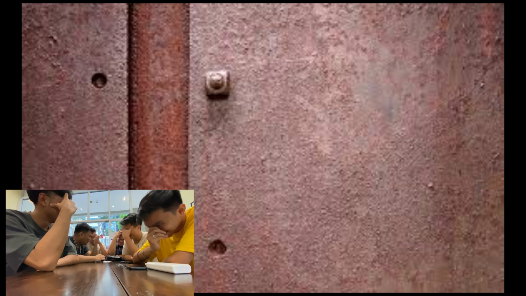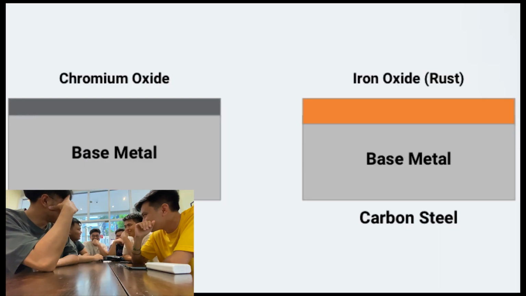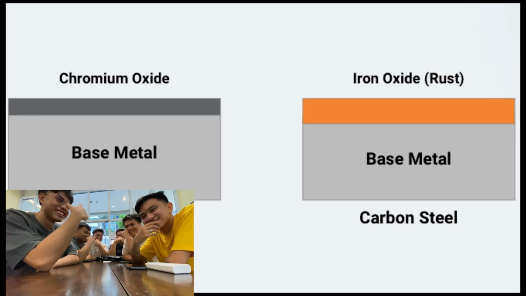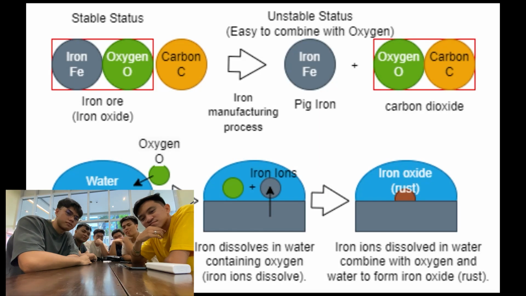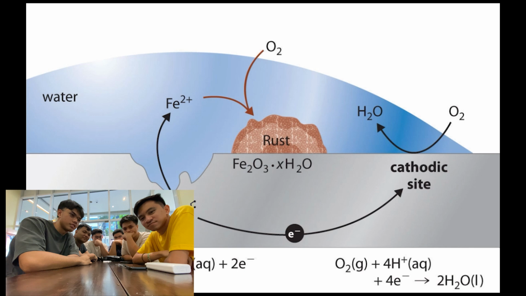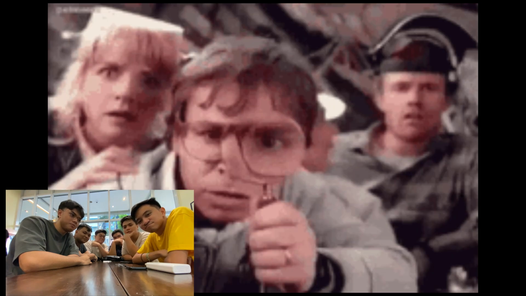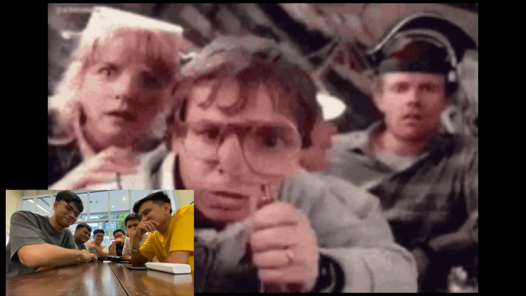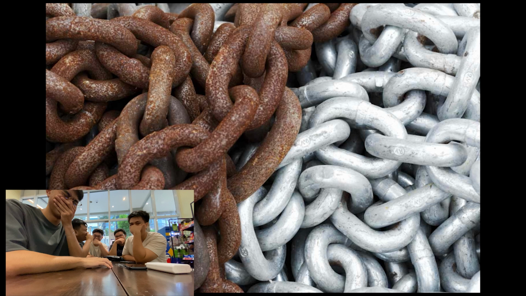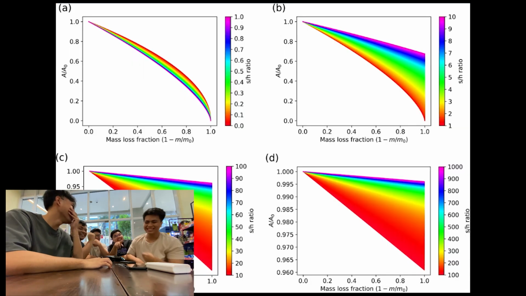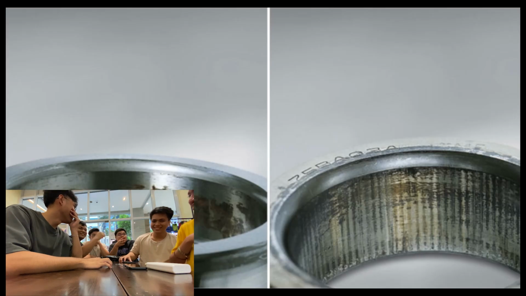4. Oxidation. Oxidation is the reaction of a metal with oxygen to form an oxide layer. Causes. All metals, except noble metals, oxidize to some extent. The rate depends on the metal and environmental conditions. Detection. You can detect oxidation through visual inspection, looking for discoloration or oxide layers, and using weight gain measurements after exposure to oxidizing conditions.